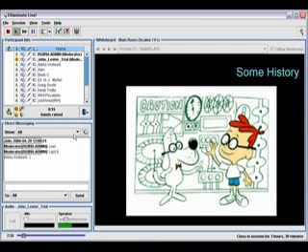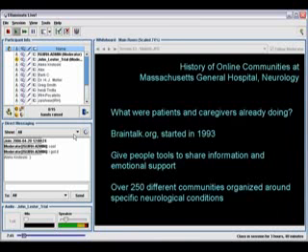Next slide. That's setting the Wayback Machine to 1993. Let's do that. This all really started when I was working at Massachusetts General Hospital in the Neurology department. In the early 90s, I was interested in what patients and caregivers were already doing on the internet. I was looking at what was going on before the web really started to take off. Back in 1993, I started a project which is now called BrainTalk, and the URL is now braintalk.org. The fundamental goal was to give people tools and a place to share information and emotional support.